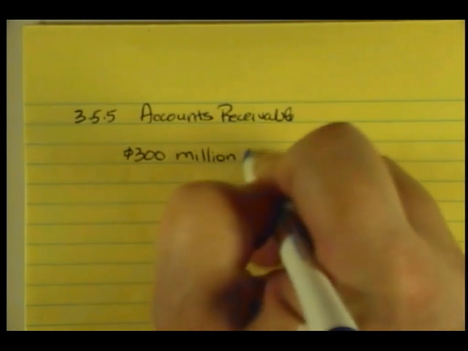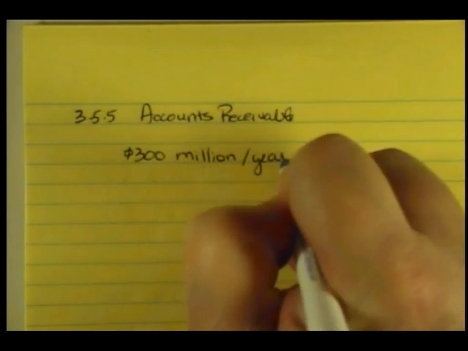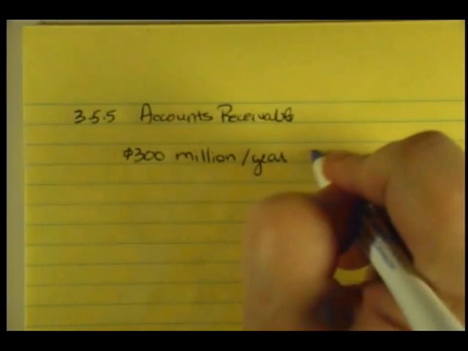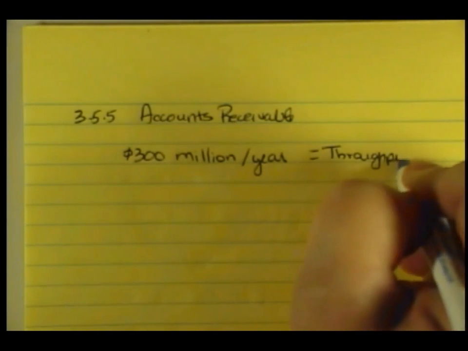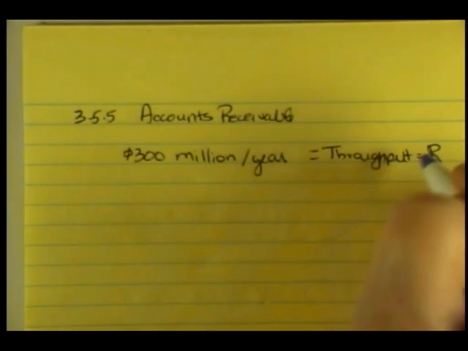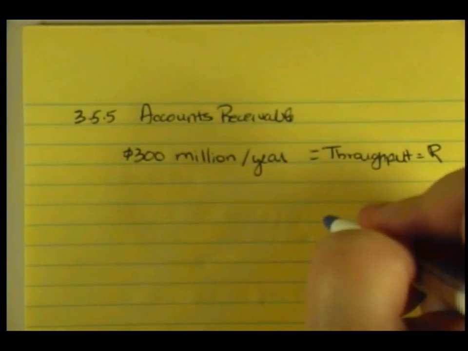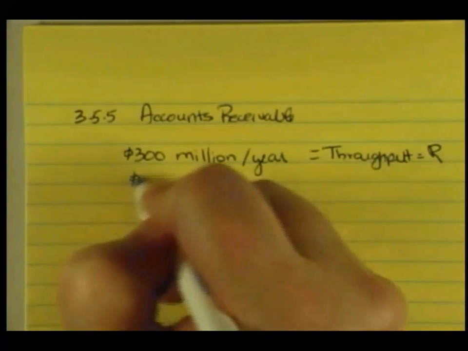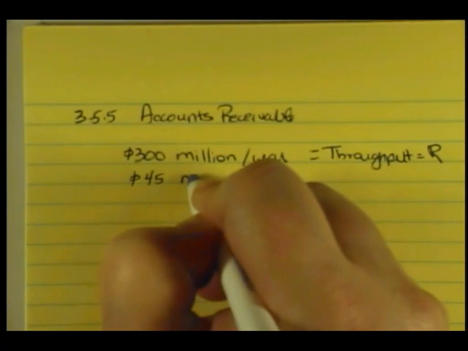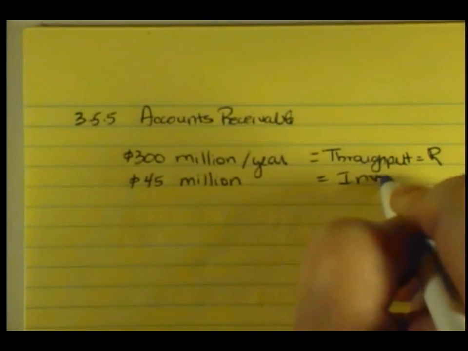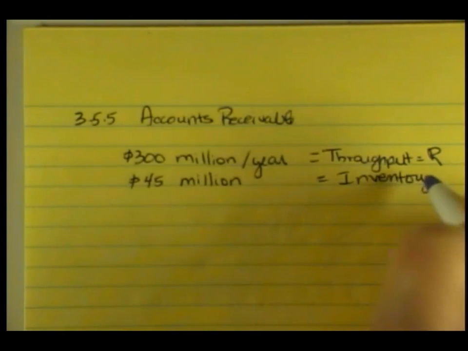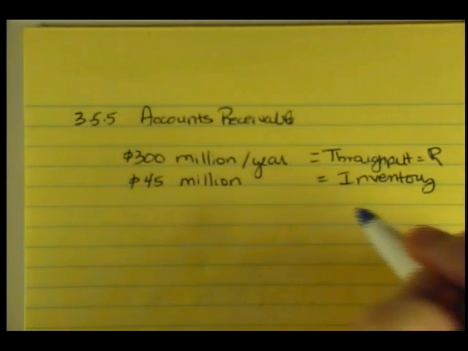per year. Scotty, inventory, throughput, or flow time? Throughput. There we go. Okay, and the average amount in accounts receivable is $45 million. Emily? Inventory. There we go.